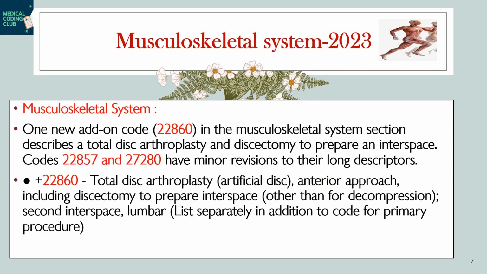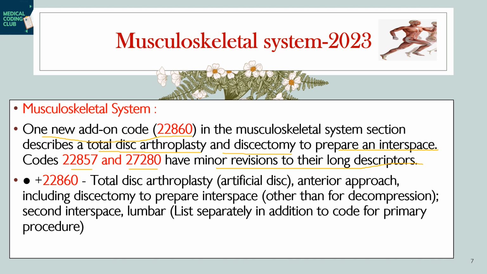Next will be the musculoskeletal system, and we'll see what the changes are under this section. There will be one new add-on code, that is 22860, in the musculoskeletal system. It describes total disc arthroplasty and discectomy to prepare an interspace. And codes 22857 and 27280 have minor revisions to their long descriptors. That means small, minor changes have been made.